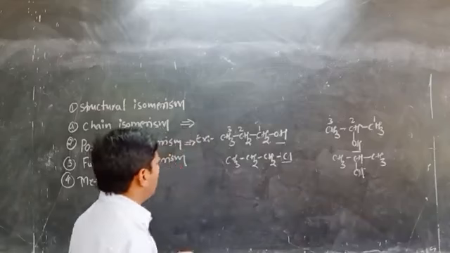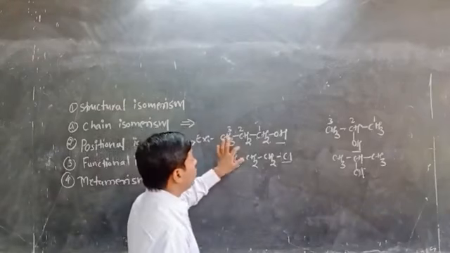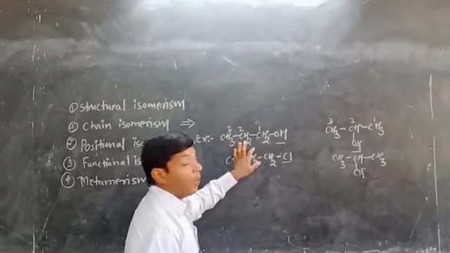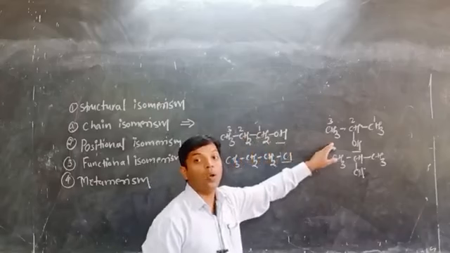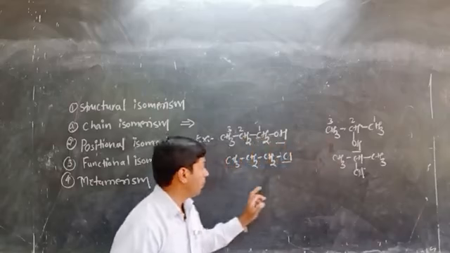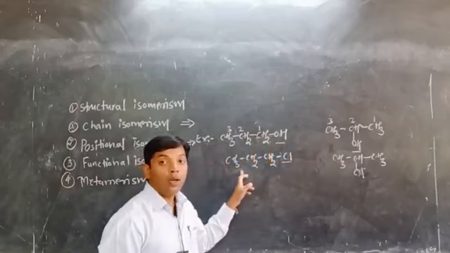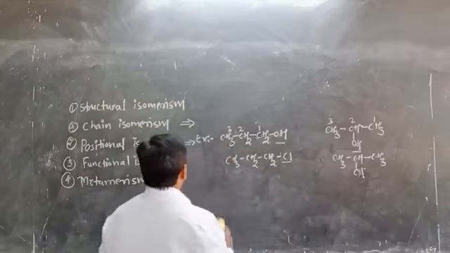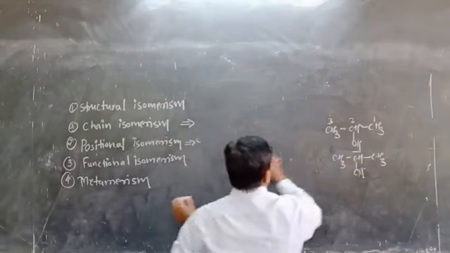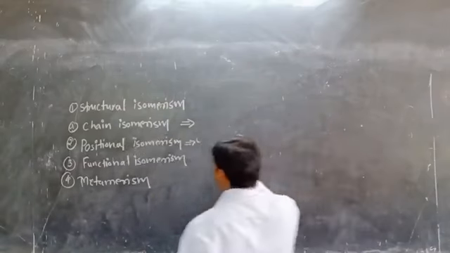So next, what is the name of this one? It is called propan-1-ol, and this one is called isopropyl alcohol or propan-2-ol. This is called 1-chloropropane. It's called 2-chloropropane. Next, we are going to study functional isomerism.